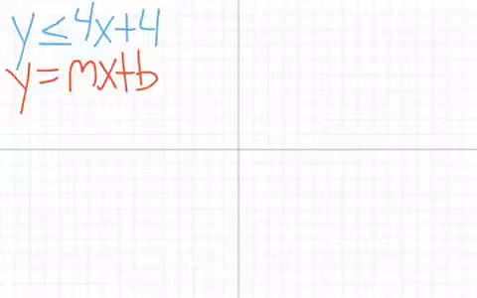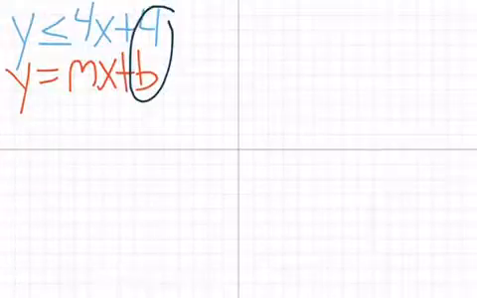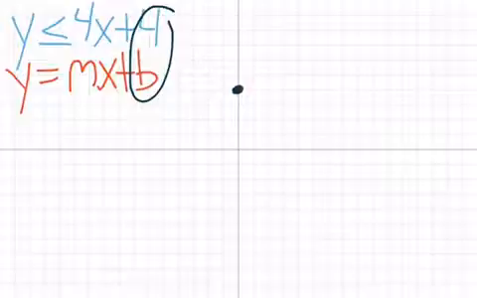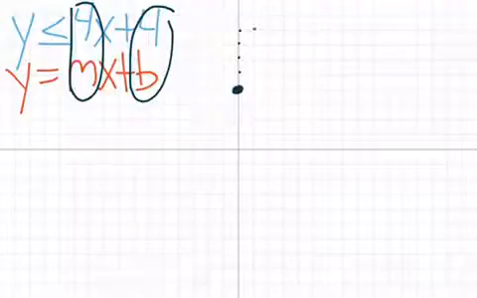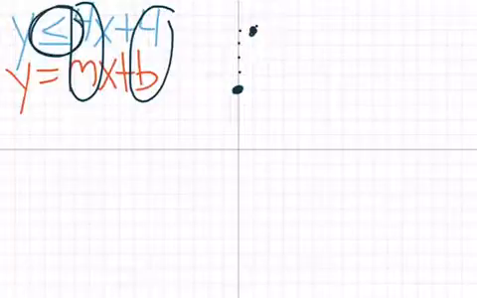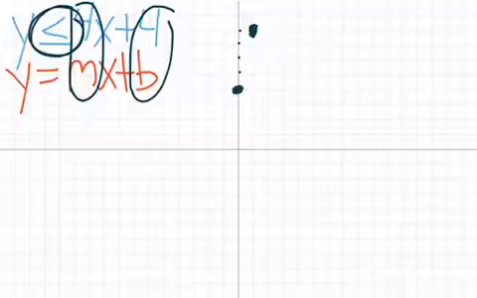So I begin at my point 4 on my y-axis right there. And then my slope, which is identified by my m, is 4, and of course it's over 1. So I'd rise 4, 1, 2, 3, 4, to the right 1. Now because my inequality sign has that line underneath it, which means or equal to, I will have a solid line.